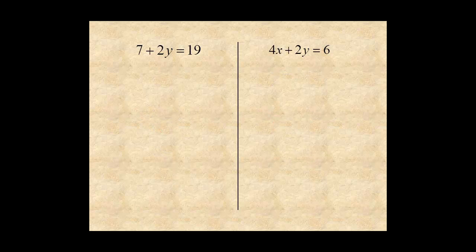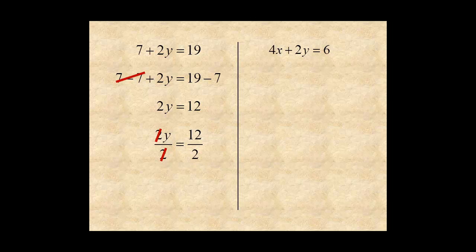Here are examples of a two-step equation and a two-step literal equation. In these examples, we're going to solve for the y variable. On the left, begin by subtracting 7 from both sides for 2y equals 12. Then divide both sides by 2 for the solution y equals 6.